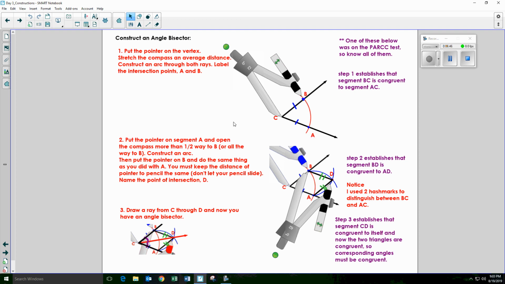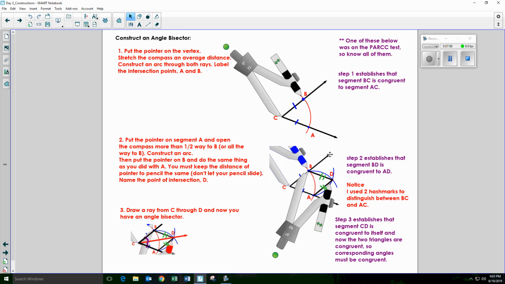They might say draw a circle. Again, you could draw the full circle. It doesn't do any good, because you're not using any of this over here. The key is getting these two intersection points. And then put the pointer here, open it more than halfway. They might say put it on A, draw an arc, turn around. That'd be step 2, step 3, and then step 4, connect them, and there's your angle bisector.